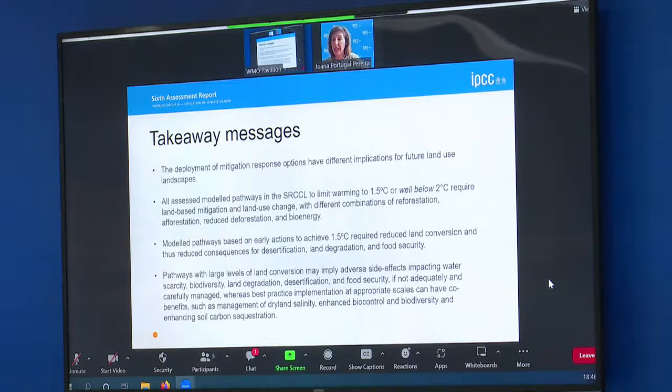security. So a key message that we bring from this special report is actually to have inclusive governance strategies to ensure that bioenergy, afforestation, and other land-based carbon dioxide removals are actually implemented in a sustainable way.